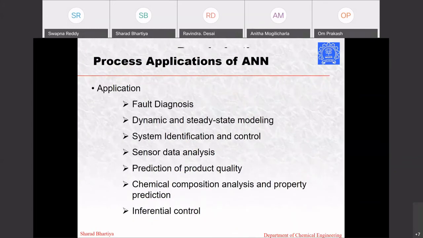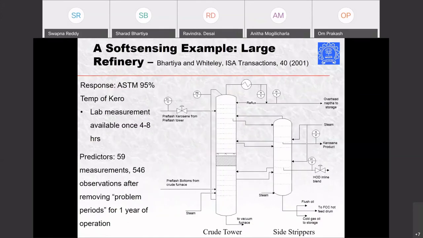So there are so many applications. I have limited my slide to only engineering types of applications. You will note that I've also written system identification, or time series, as one of them. To give you very briefly an example of an ANN where you were trying to predict: this is an atmospheric distillation column. Out of the many products that you have, one is kerosene, and you want to predict the ASTM 95% temperature of kerosene. This is nothing but a quality measurement. So this is another example of a soft sensor.